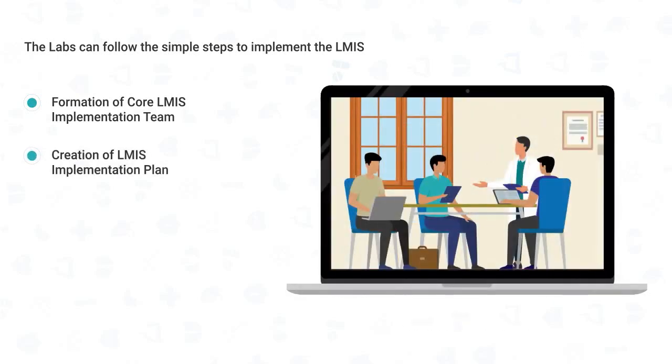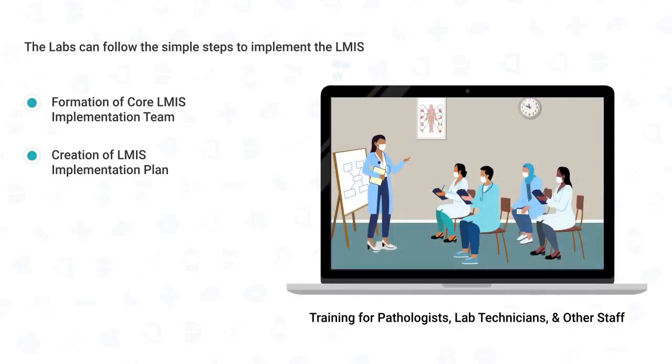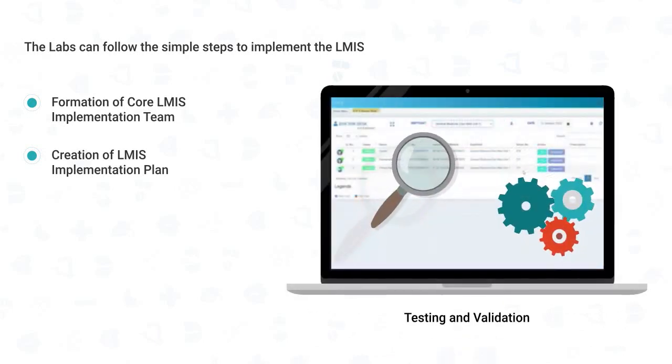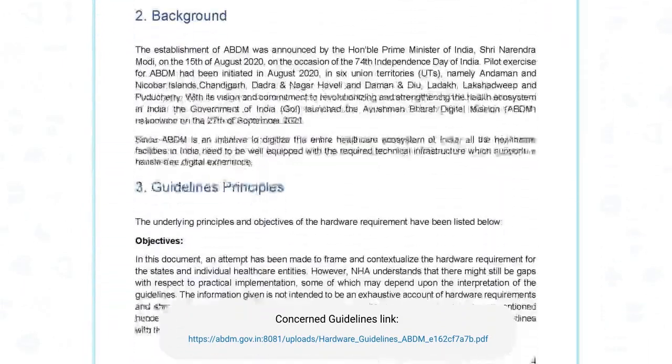Next, the lab LMIS core team needs to develop a robust implementation plan with the help of selected LMIS application partner. The plan must include the details of LMIS application installation, training of all pathologists, lab technicians, and other staff, data migration plan, and testing and validation. Lab team should work closely with LMIS vendor to build, validate, and implement this plan. To know about the hardware and IT infrastructure related information, LMIS team can refer to concerned guidelines for the implementation of LMIS.